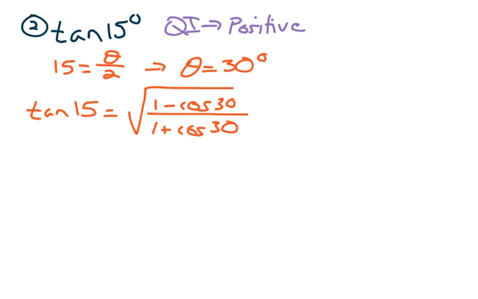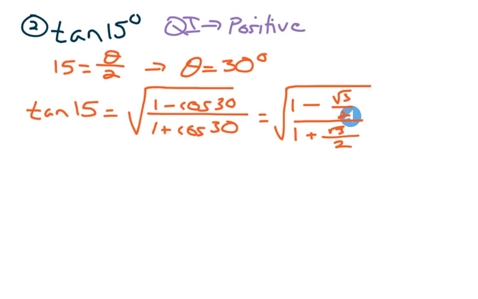All right, so 1 minus the cosine of 30, so we still have the big square root. 1 minus cosine of 30, that comes from the unit circle. That's the square root of 3 over 2, over 1 plus, and again, cosine of 30, same thing, the square root of 3 over 2. And I apologize for the bad handwriting. I'm trying to write smaller so it all fits. The numerator of our big fraction and the denominator of our big fraction both should probably be combined. So I'm just going to make this 2 over 2 minus the square root of 3 over 2, and 2 over 2 plus the square root of 3 over 2.